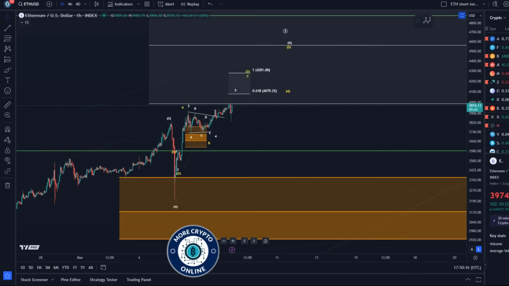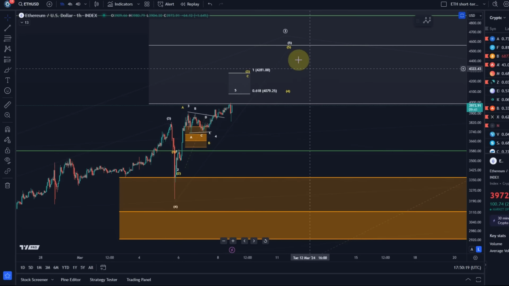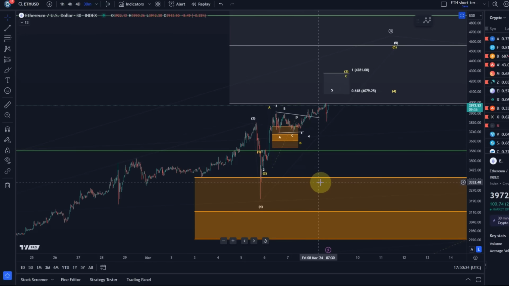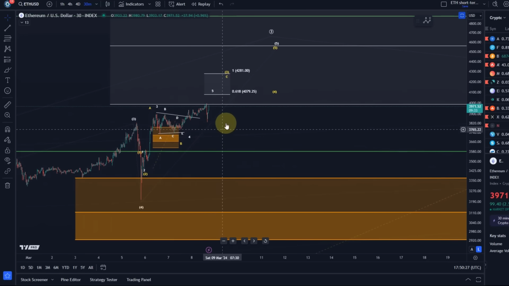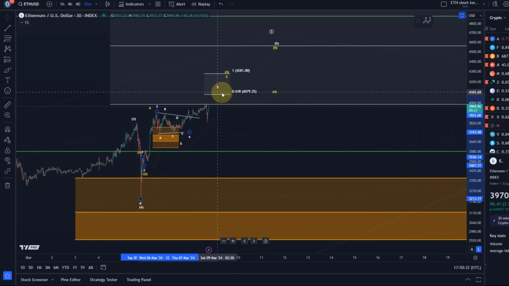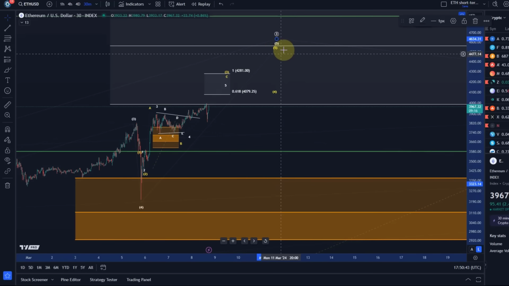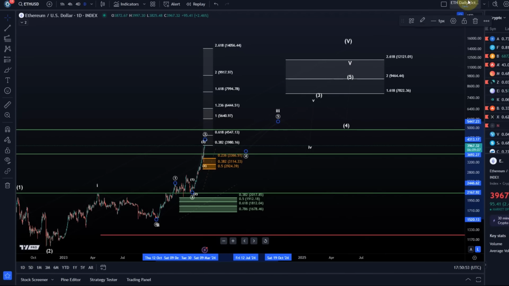Now then, looking at the shorter time frame. This is a bit tricky, this structure, I have to say. I give my best here to come up with a count that kind of makes sense. The idea is that this is wave five, if we look at the microstructure, a potential fifth wave in this circle wave three that I just showed you. So we're looking at probably the last wave up that is needed to complete this circle wave three.